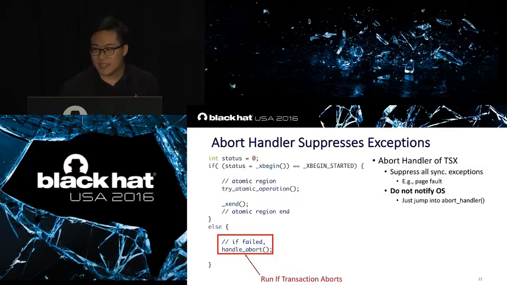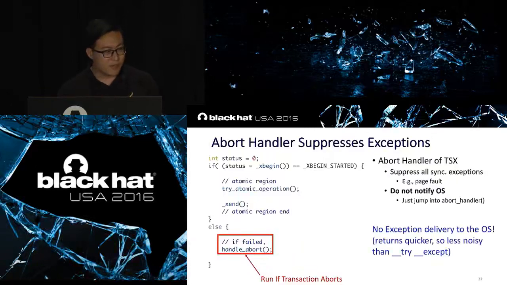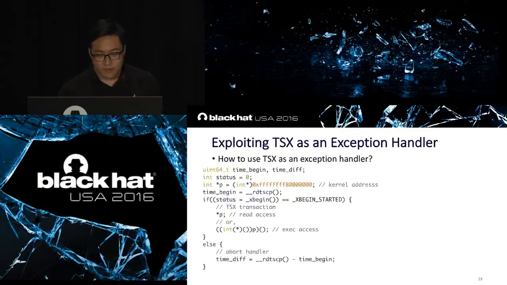So this makes the exception path differ from try except. In case of try except, the processor generates an exception and it goes to the operating system, then it gets back to the user code. However, with TSX, the processor directly calls the abort handler. So there will be no exception delivery to the operating system. It returns quicker and does not suffer noise from the operating system. And using TSX to catch this timing is very similar to using try except.